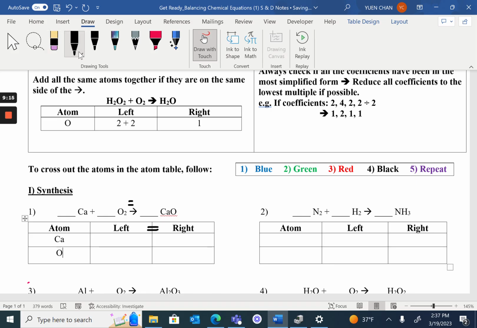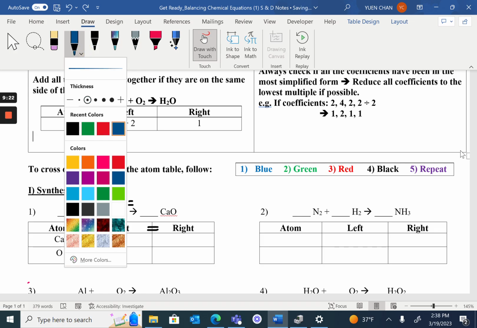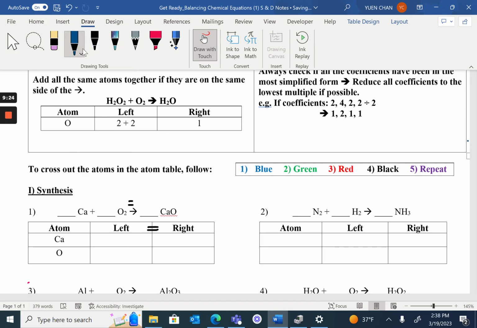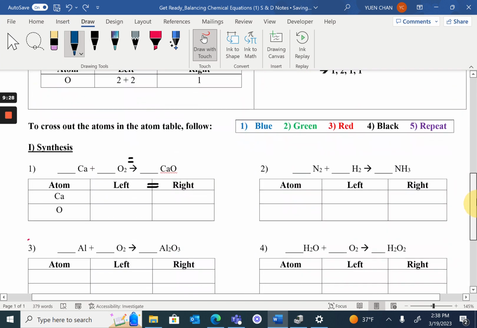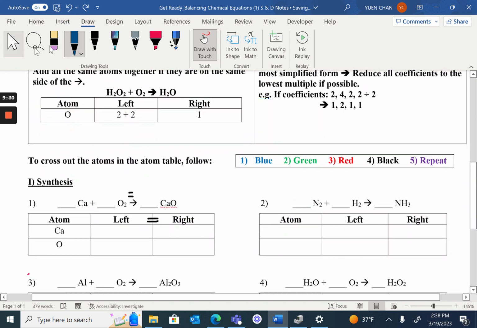So I'm going to use blue pen to start. Okay, so on the left hand side of the arrow, I get 1 Ca.